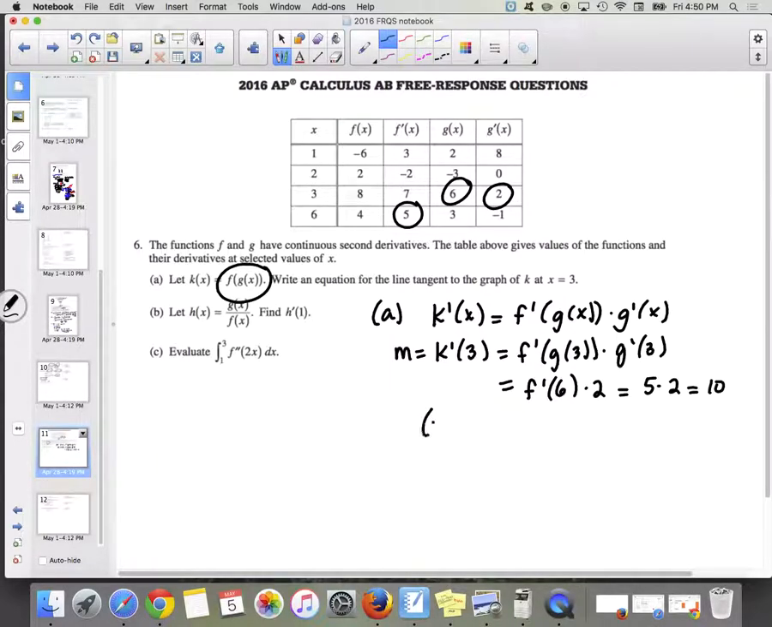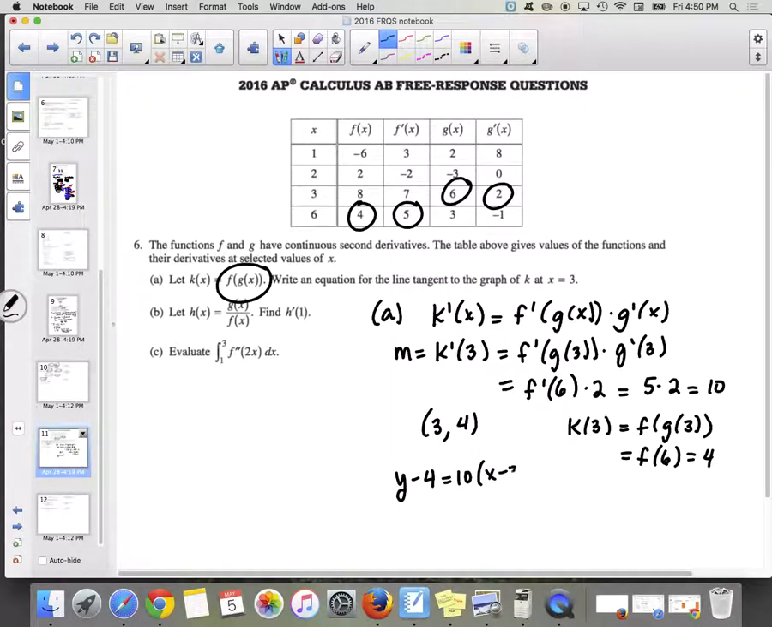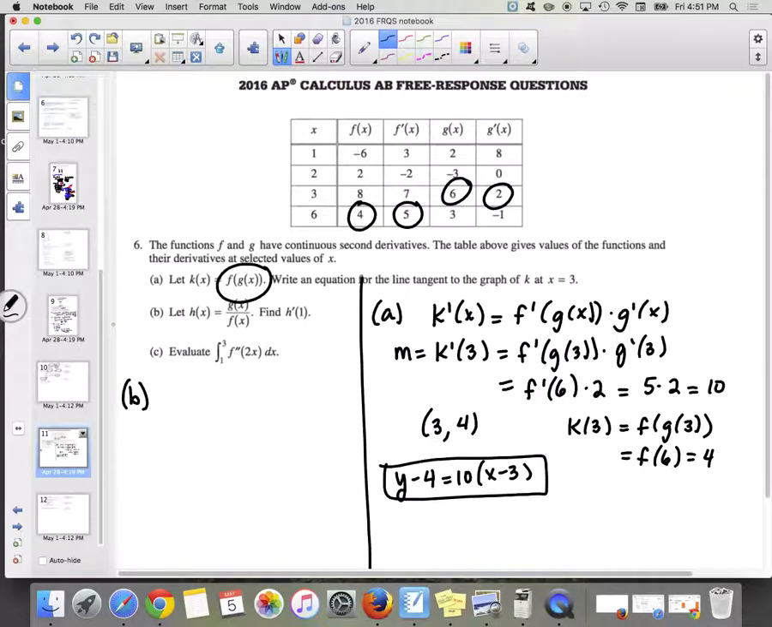And then our point is 3 comma something. So basically we just need to find k of 3, which is still just f of g of 3. g of 3 is 6, and f of 6 is 4. Lots of places where you can make mistakes, right? So we have y minus 4 equals m, which was 10, times x minus 3 is the equation of that tangent line. All right, now part B says let h of x equal g of x over f of x.